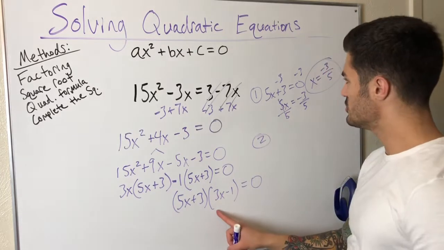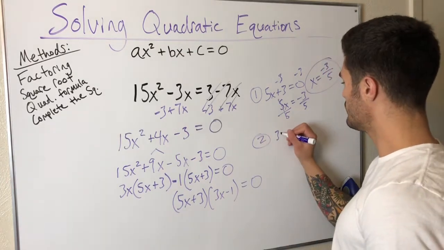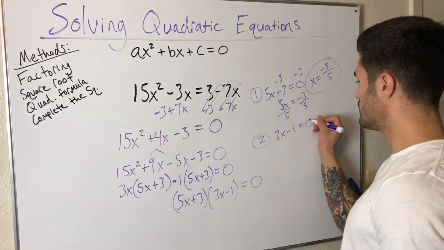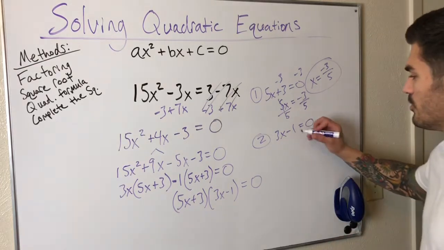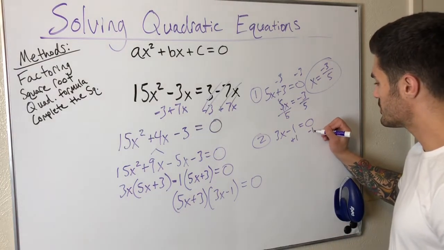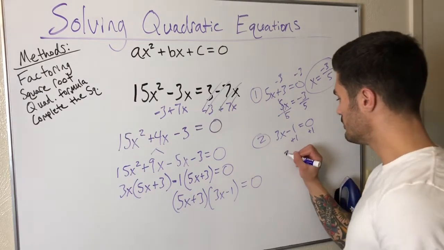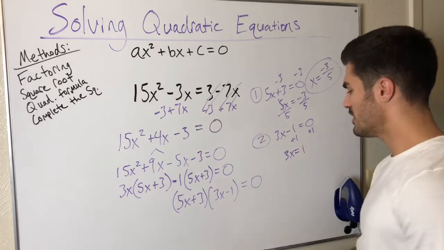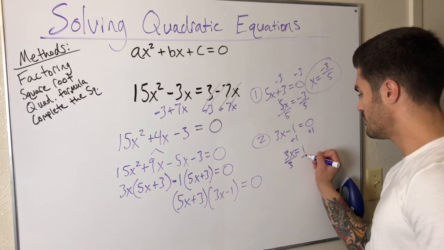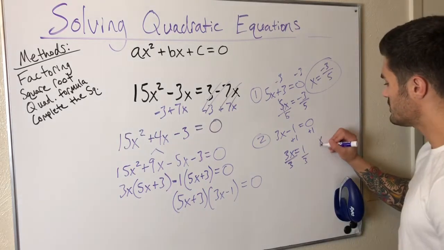All right, what about equation 2? 3x minus 1 equals 0. Add 1 to both sides. Plus 1, plus 1. What does that give me? 3x equals 1. And then I just divide both sides by 3. And I get x equals 1/3.